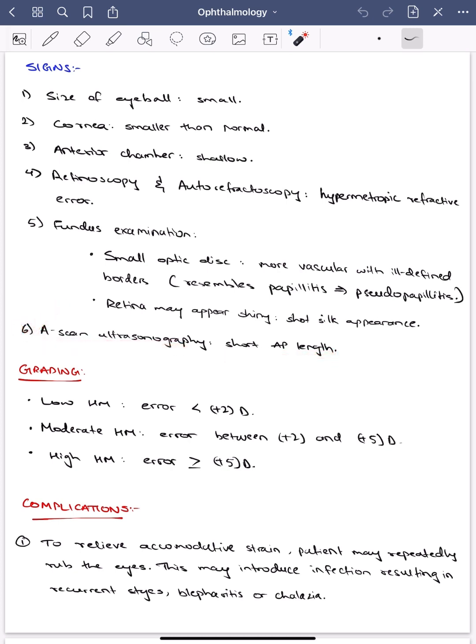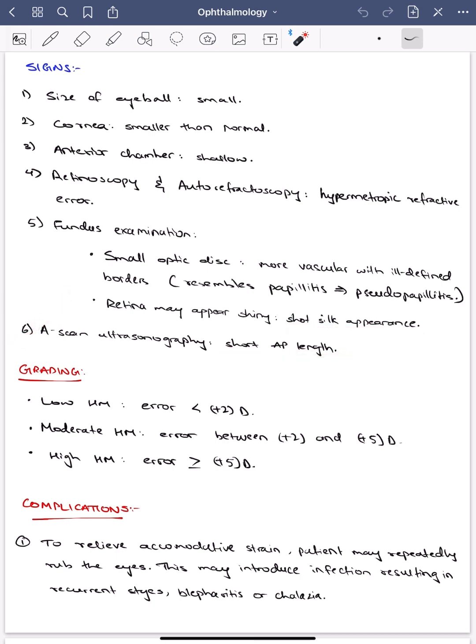So again, the signs are, remember the eyeball is small, hence we have a small eyeball, small cornea, and a shallow anterior chamber. Then retinoscopy and autorefractoscopy reveal a hypermetropic refractive error. Fundus shows pseudopapillitis and short silk appearance. Then A-scan ultrasonography will show shorter anteroposterior length.